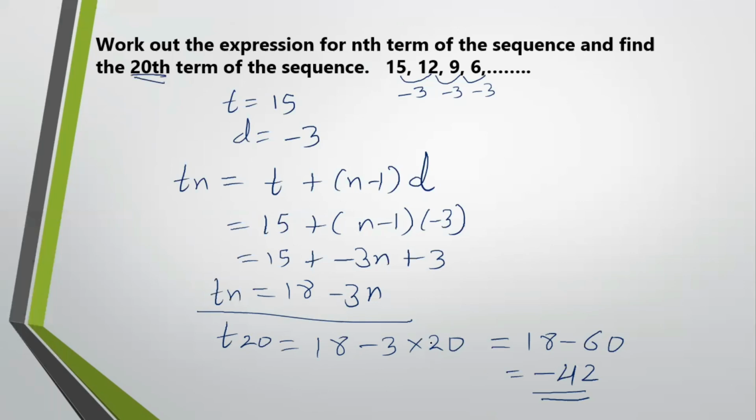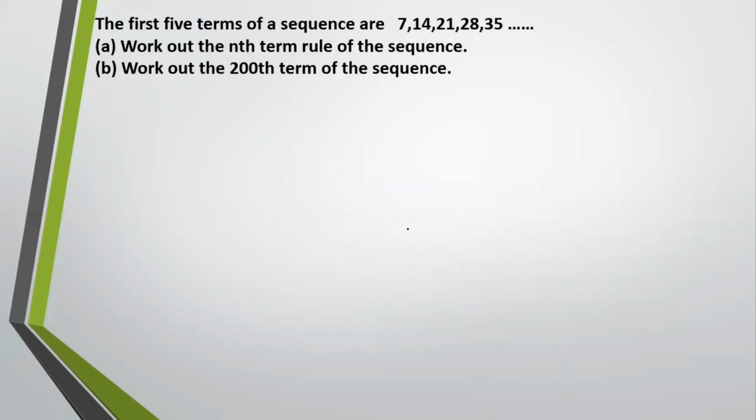Got it, children? Let's solve one more question. The first 5 terms of the sequence are given here. Work out the nth term rule, the same question, and find the 200th term. Right? So you can see here the common difference. What is the common difference here? The first term, T is equal to 7. The common difference is 7 again.